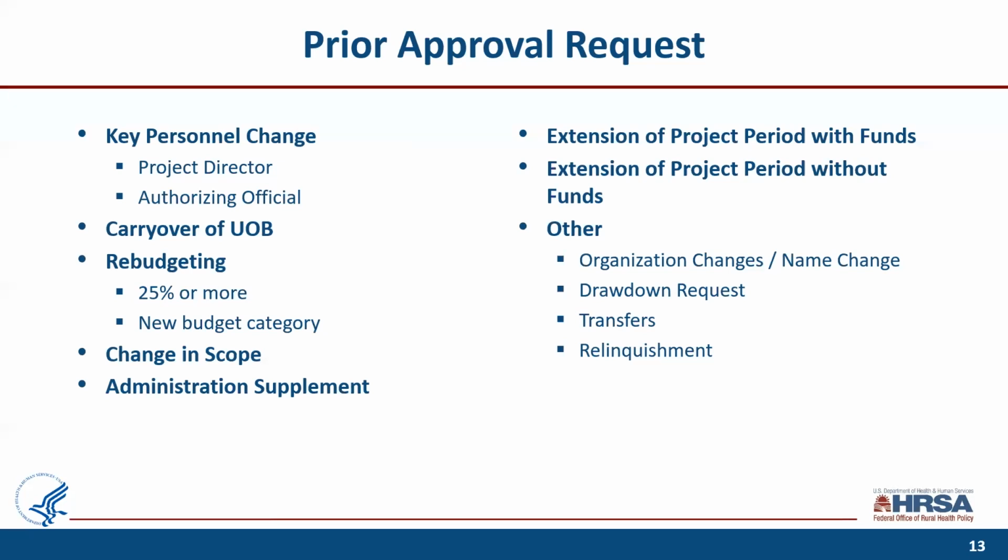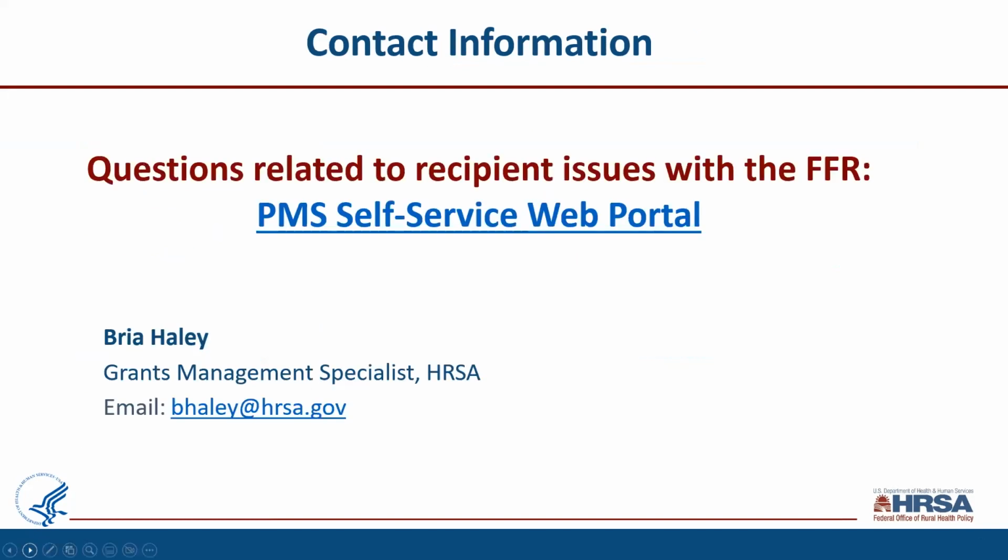Change in scope, administrative supplements, extensions to the project period with or without funds, and then other prior approval requests could be organizational changes, name changes, UEI updates, EINs, drawdown requests, transfers, and relinquishments. Next slide.